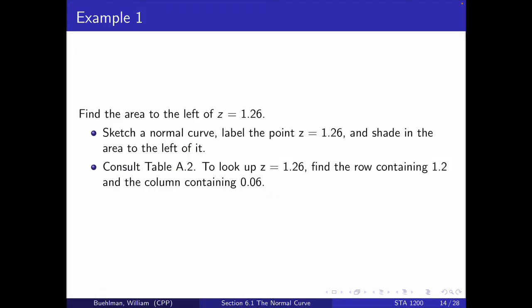Example 1. Find the area to the left of z equals 1.26, and you're going to sketch a normal curve, label the point z equals 1.26, and shade in the area to the left of it, and then consult Table A2 to look up z equaling 1.26. Find the row containing 1.2 and the column containing 0.6.